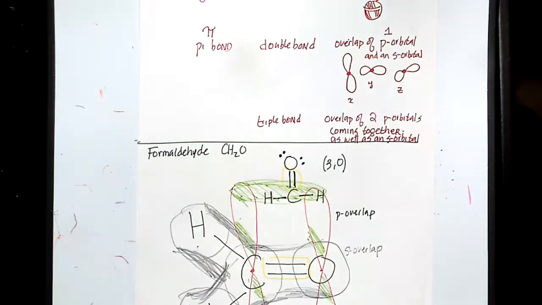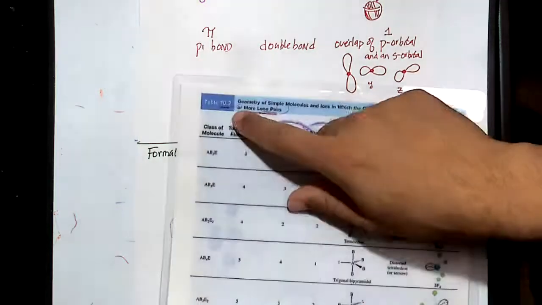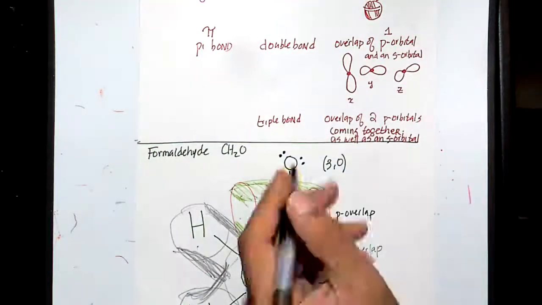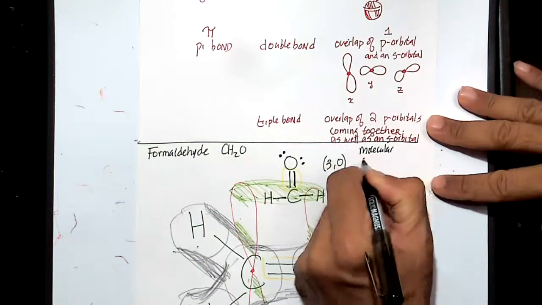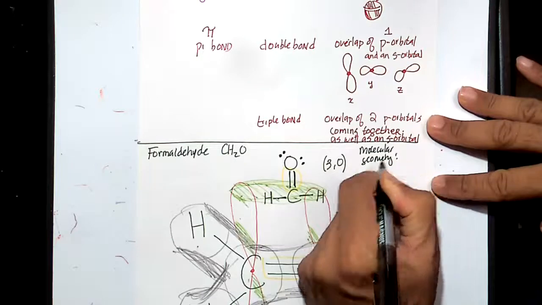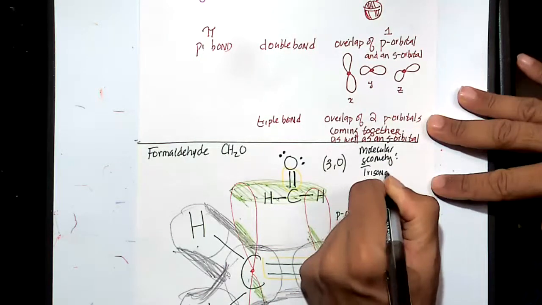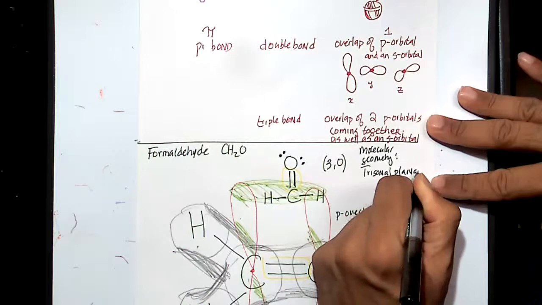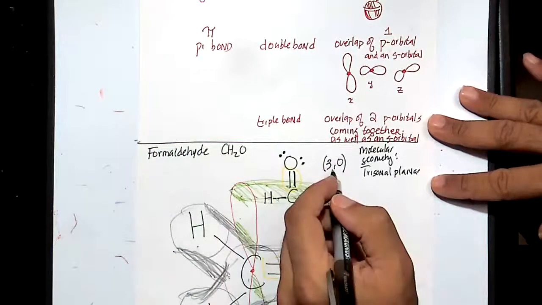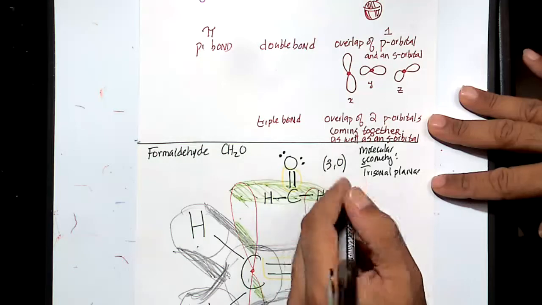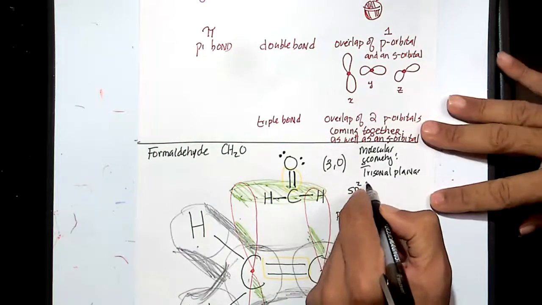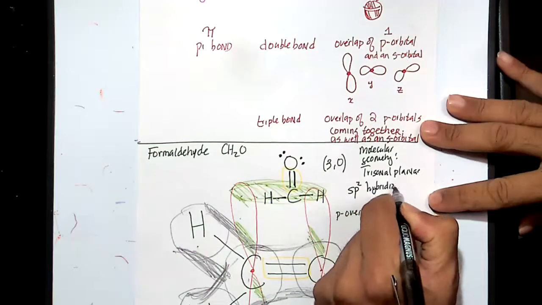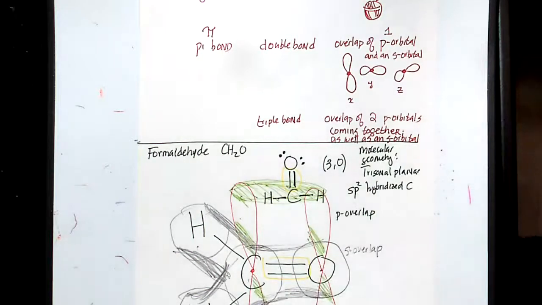We will use table 10.1. Table 10.1, 3 bonds, 0 lone pairs. You'll see that it's trigonal planar. So the molecular geometry here is trigonal planar. And to get from 3 to 3 and 0, 3 plus 0 is 3, it's going to be s is 1, and then we're going to take 2 from p. So this is an sp2 hybridized carbon. Hopefully this will all ring a bell.